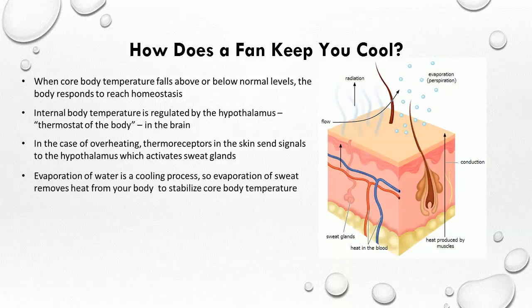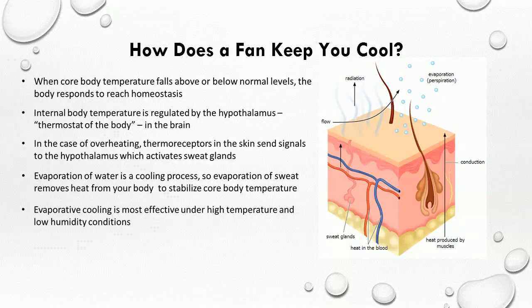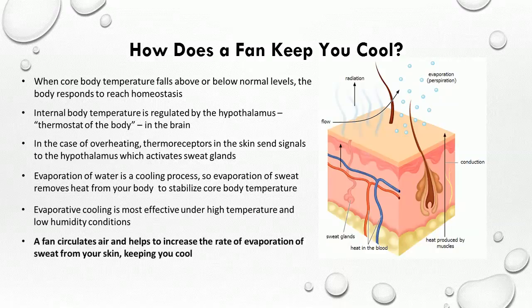Core body temperature regulation occurs through multiple modes of heat transfer: conduction, convection, radiation, and evaporation. When the temperature of the surrounding air is high and the relative humidity is low, the predominant mode of cooling is through evaporation. A fan works to cool your body by increasing the amount of air that is exposed to your skin, which in turn increases the rate of evaporation of sweat. Heat is removed from your body as sweat changes from a liquid to a gas, and thus cools you down in the process. This is known as evaporative cooling.